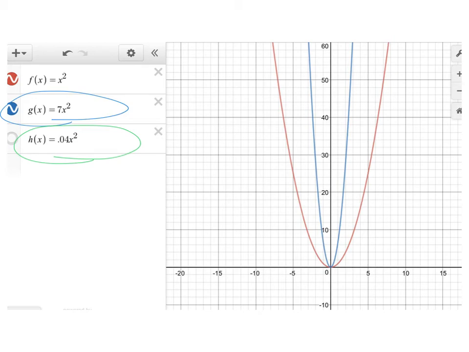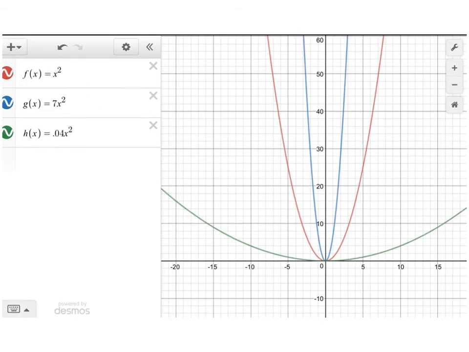So we should expect that this graph looks a little bit lower than the last graph, and let's take a look. Here in green, we have 0.04 times x squared. We still have the same shape, but look at how wide it is. It's really squished down because again, we took all of our y values and made them smaller by a factor of 0.04. So this is our last type of transformation. It's called stretching and shrinking graphs vertically. We can also do this horizontally, but we're going to skip that for now. We might come back to it later.